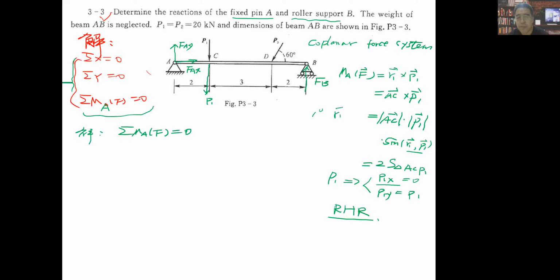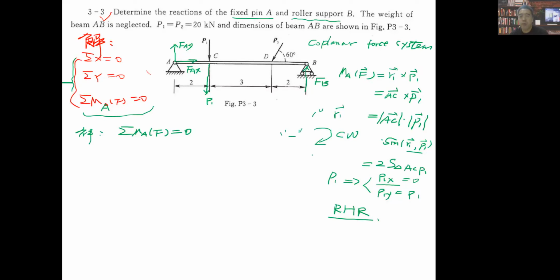In this example, it's R1, right? Then we should fold our four fingers, trying to let the four fingers this time go along the direction of P1. Then you will find that this moment of P1 to A will have this direction, which is CW, clockwise, right? If this is the case, then our MAP1 should have a minus sign, right?